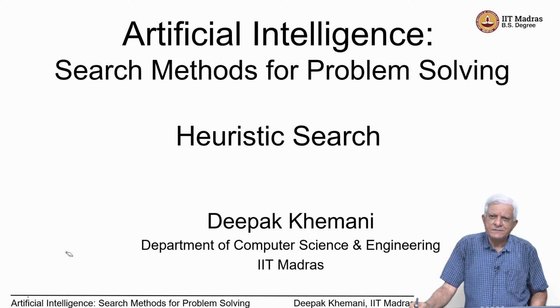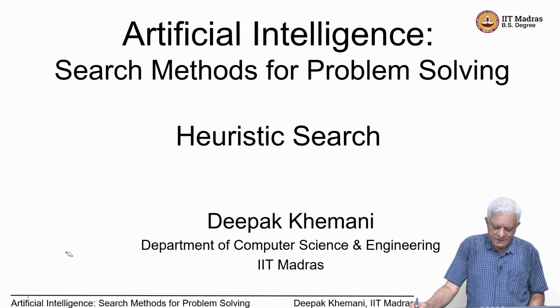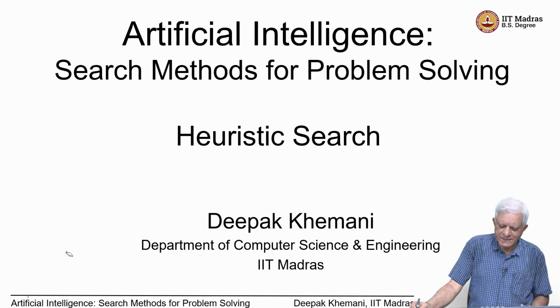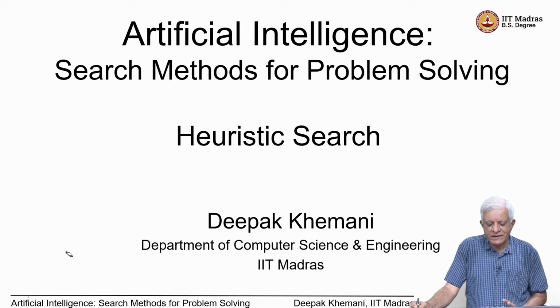So, welcome back. We have finished looking at depth first search, breadth first search and DFID. These are known as blind search algorithms because they do not have a sense of direction. Irrespective of where the goal is, they always search the space in the same manner. Today, we move on to heuristic search, which has a sense of direction, and we will see how that is acquired.